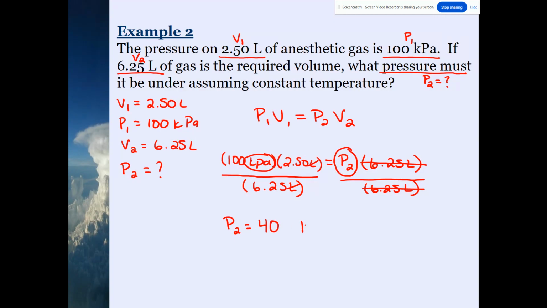So in my calculator, 100 times 2.50 divided by 6.25, we get an answer of 40. My units are kilopascals, but what about my sig digs? I look back at the question, there's 3, 3, and 3 sig digs in all of my numbers in the question, which means I need 3 sig digs in my answer, and right now I only have 2. So when you need more digits in your number, you put a decimal and a 0. Okay, because the answer is 40, I can't make it 400, but I can make it 40.0. Okay, and then that is your final answer with the proper units and rounded to the proper sig digs.